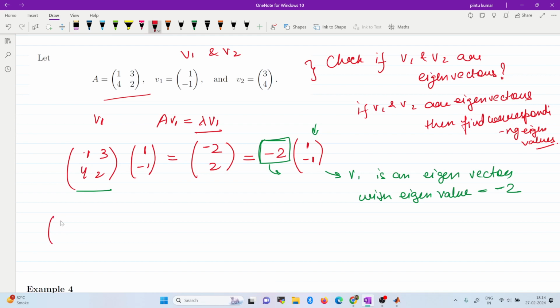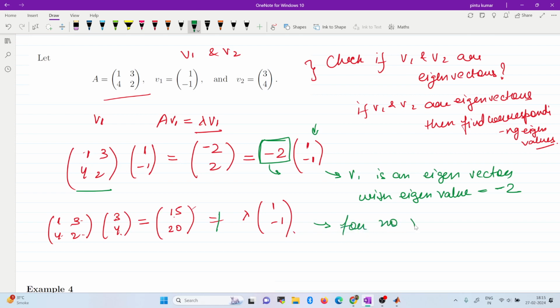For v2, we have [1 3; 4 2] times [3, 4]. This is 3 plus 12, which is 15, and 12 plus 8, which is 20. I think I have done the calculations correctly. So can we write this as some lambda times [1, -1]? This particular relation is never true for any lambda.